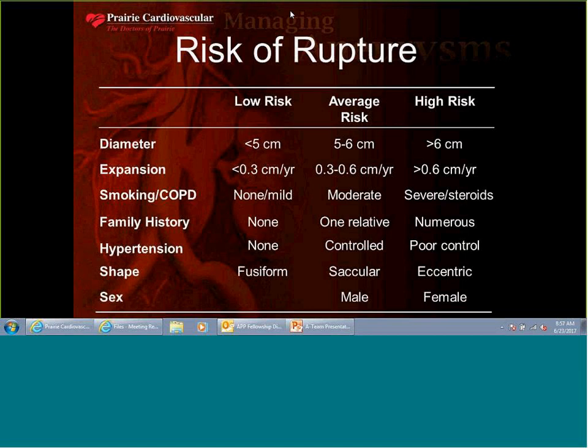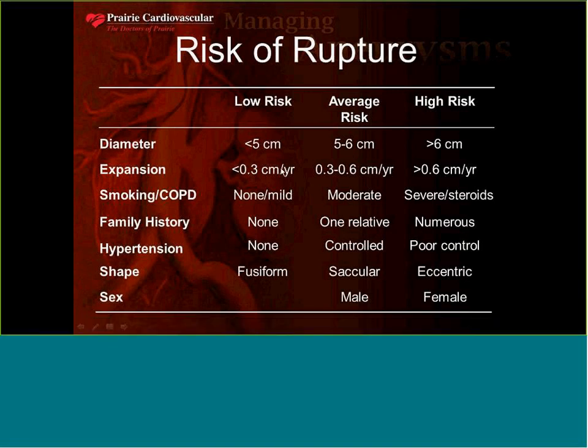We are also concerned when they're growing quickly. So what's 0.5 centimeter in a year? If you're following that patient with an ultrasound, and at the time it's gone from 5 to 5.5, well, it's still under the threshold, but it's increased half a centimeter in a year's time. That's an indication to fix it.